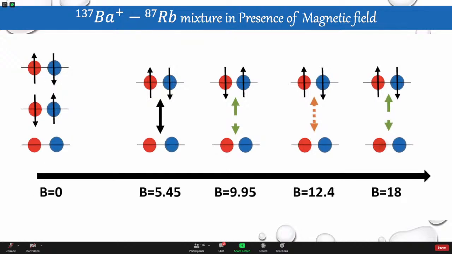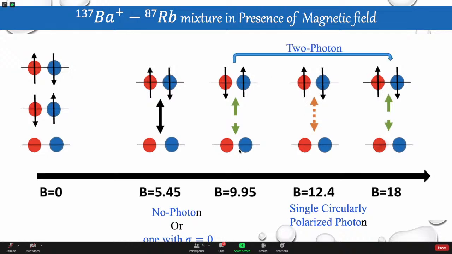As a nutshell, at geomagnetic field all the mixture spin states are degenerate, with or without the presence of the light. But when there is a magnetic field, with linearly polarized light, we'll have a spin oscillation between 0, 0 and +1, -1 at 5.45 Gauss. And at higher magnetic field, if you have circular plus light, we get the same kind of spin oscillation. But to get both kinds of spin oscillation, from 0, 0 to +1, -1 and -1, +1, we need to use the two-photon case.